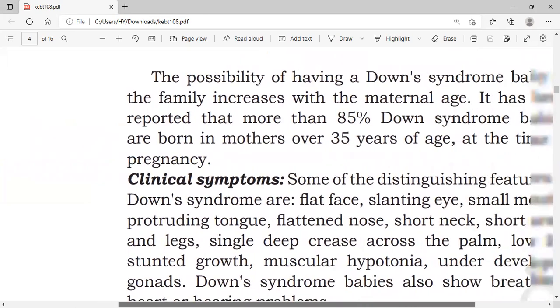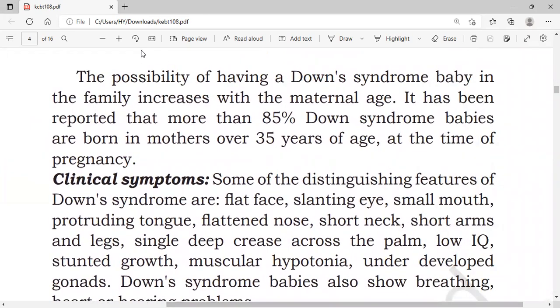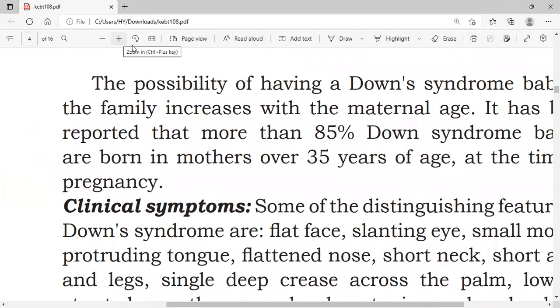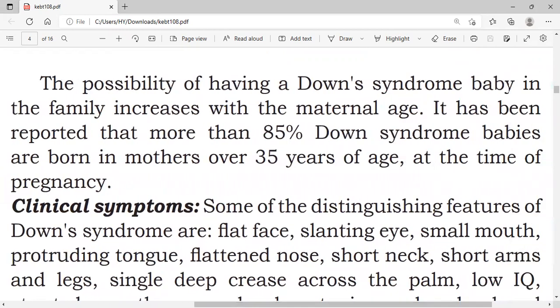The possibility of having a Down syndrome baby in the family increases with maternal age. If the mother is over 35 years, then the chances of having a Down syndrome child are higher. Down syndrome babies are born more often to mothers over 35 years of age, at the time of pregnancy.